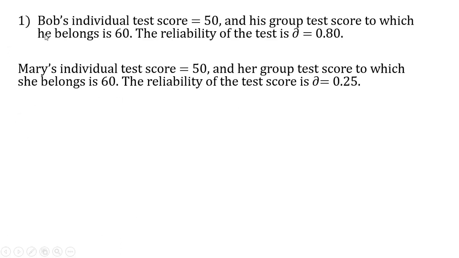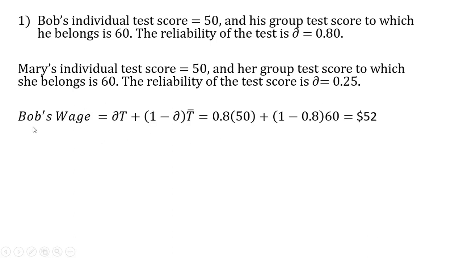So here we have example 1. Bob's individual test score equals 50 and the group test score to which Bob belongs is 60. The reliability of the test, alpha, equals 0.8. Mary's individual test score is also 50 and her group test score is 60, just like Bob. The reliability of the test score here, however, is lower, alpha equals 0.25.